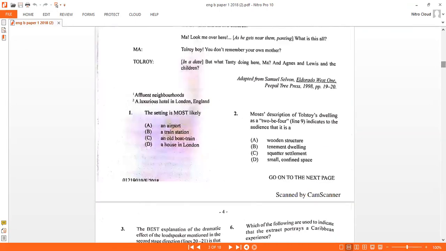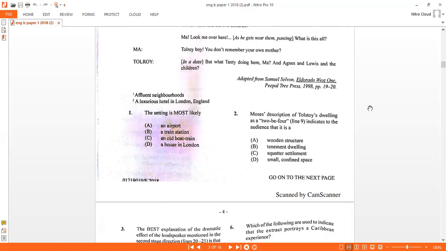So now we go back to the question that says a train station and an old boat train. We can now eliminate option C, because based on the information given, B would be the most likely answer for the setting, and also based on the evidence that we see in the extract. Let us now move on to question 2. So the answer for number 1 is B.